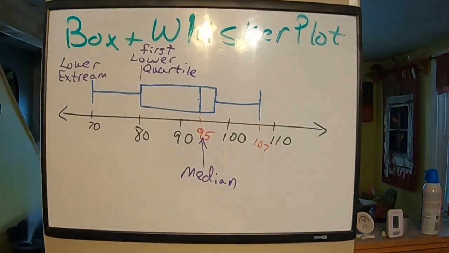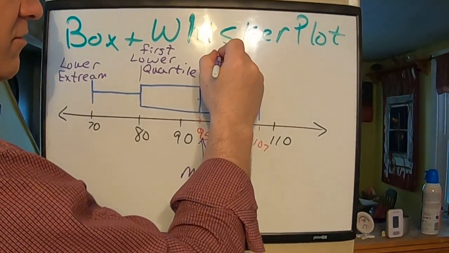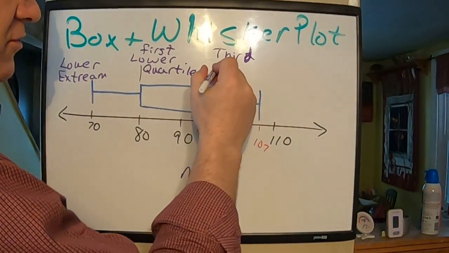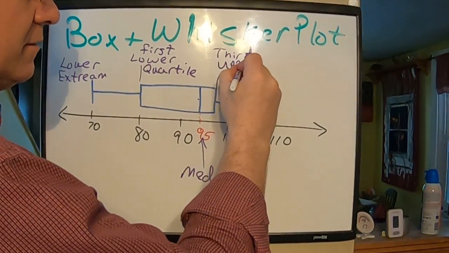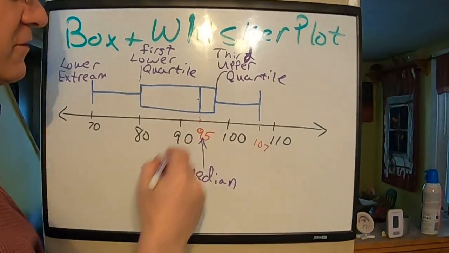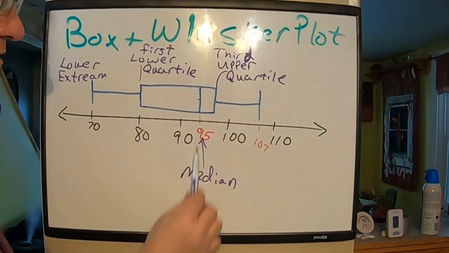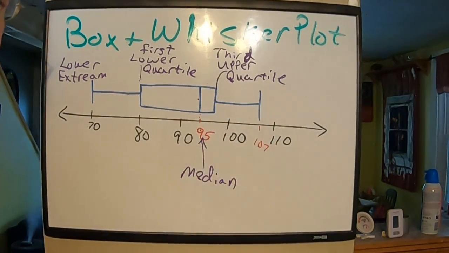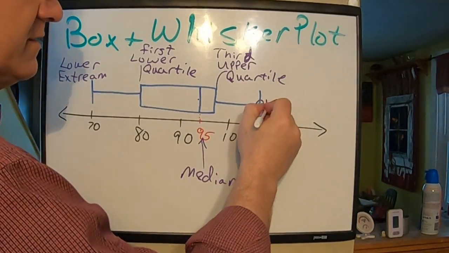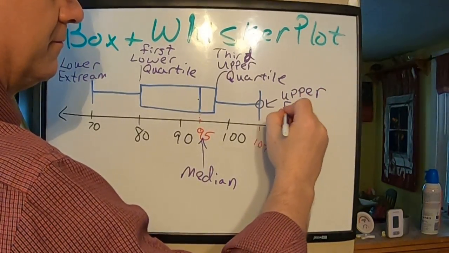And we know what a median is. It's the middle point of the data. Right here is the third, and they refer to this as the third or upper quartile. And they refer to that as the third because the first quarter, the second quarter is the median, and the third quarter is the upper quartile of the data. And then this spot right here is the upper extreme.